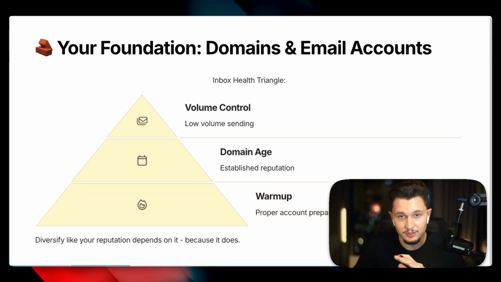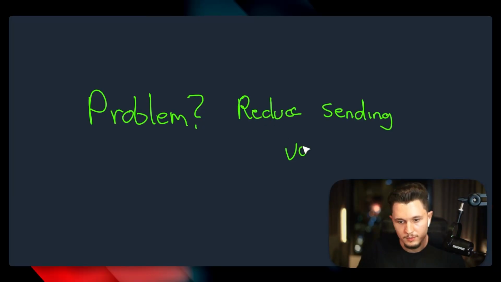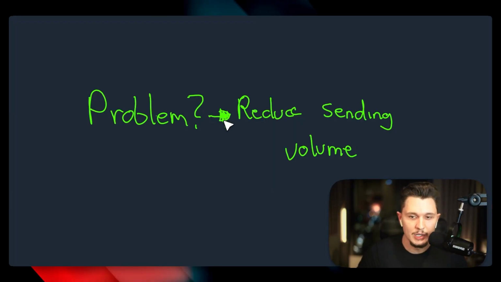So this is a principle: whenever there is a problem of any kind, the thing that you do is you reduce sending volume. That is what you do. This is always the solution. Reduce sending volume, figure it out. As soon as you get results again, ramp it up.